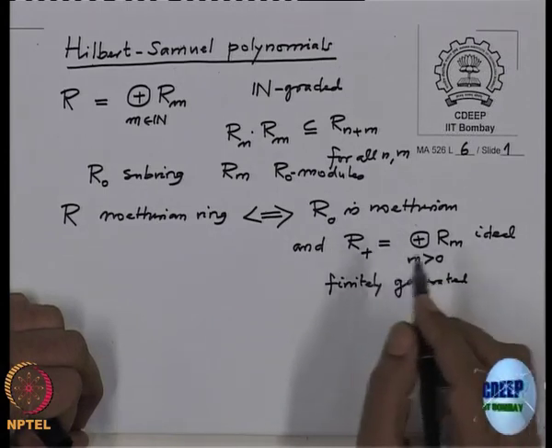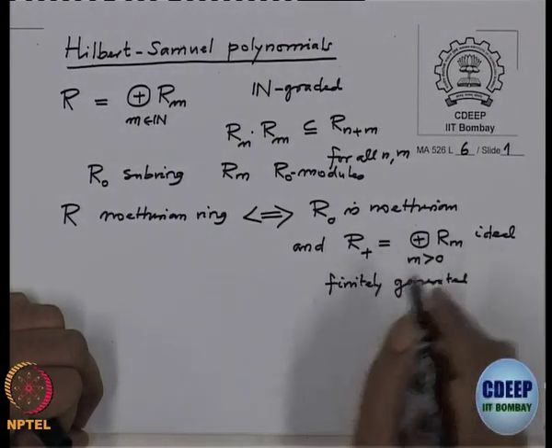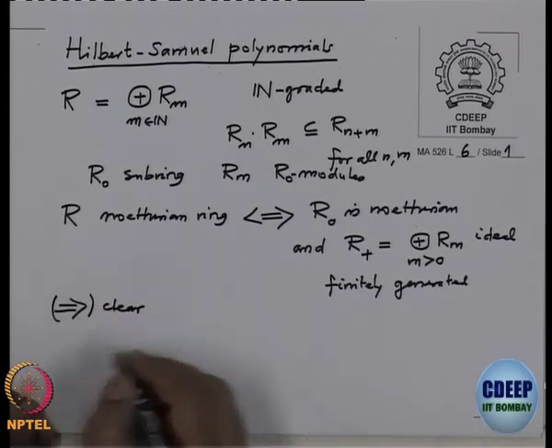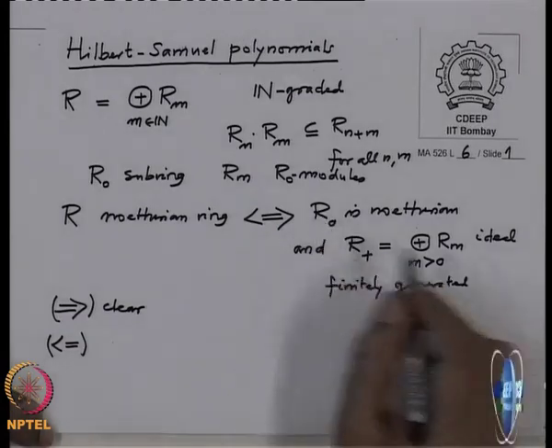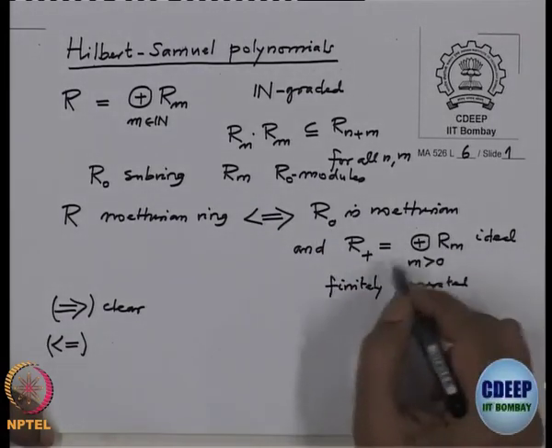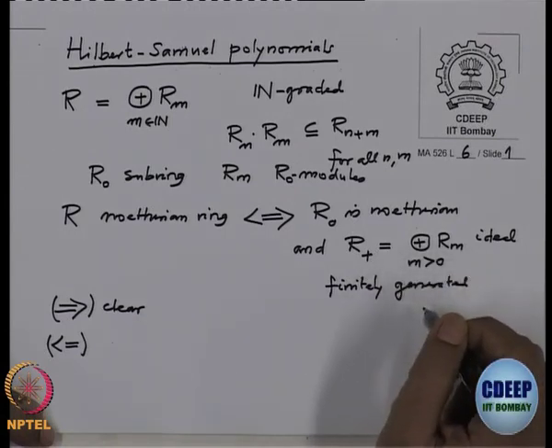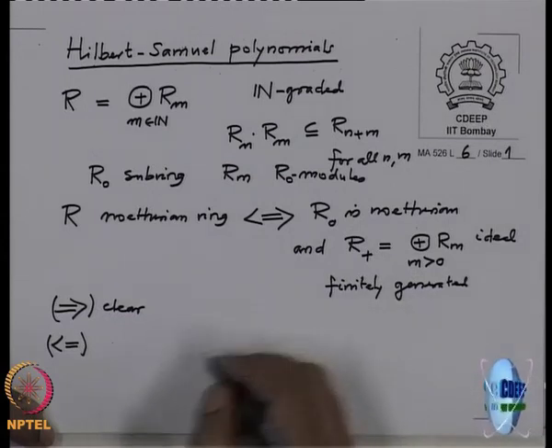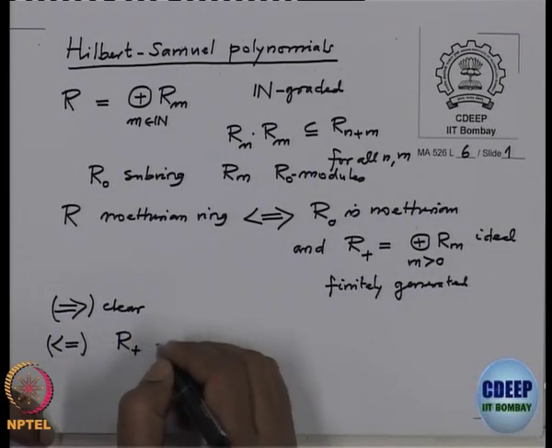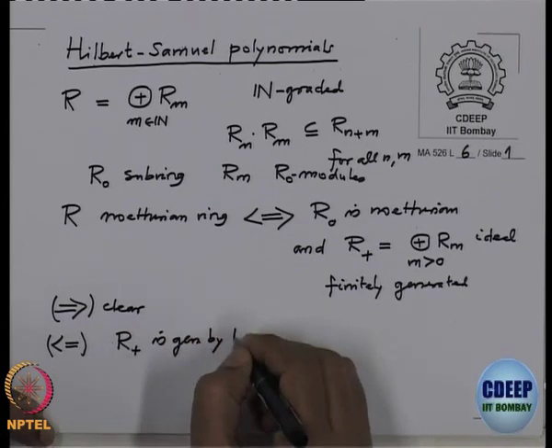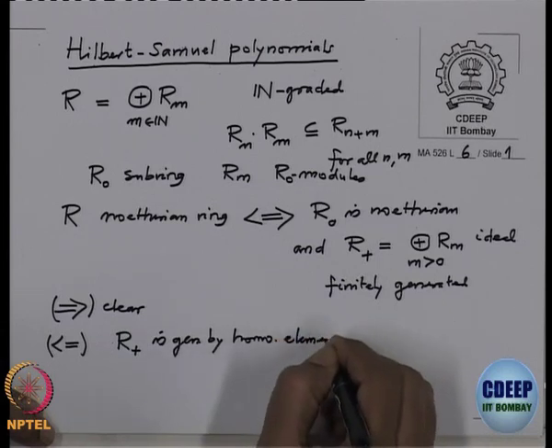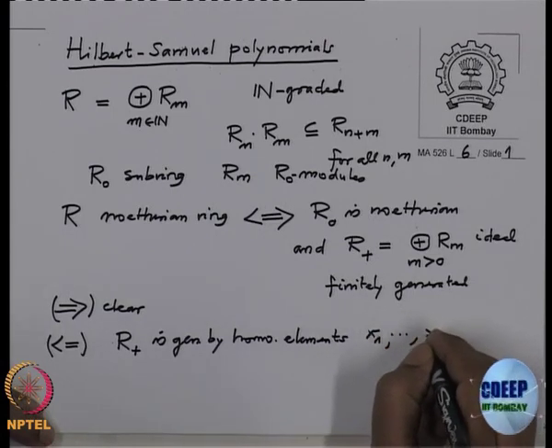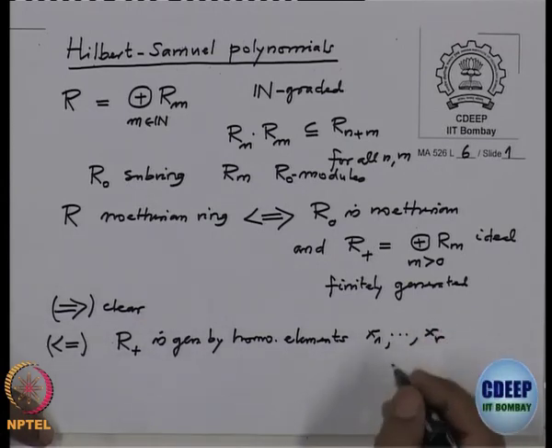This is not so difficult. This way is obvious, this way is clear, and for this way, R naught is Noetherian given and this ideal is finitely generated, this is a homogeneous ideal. It is finitely generated, so finitely many homogeneous elements will generate that. So R plus is generated by homogeneous elements, say small x1 to xr. These small x1 to xr are homogeneous and of positive degrees.